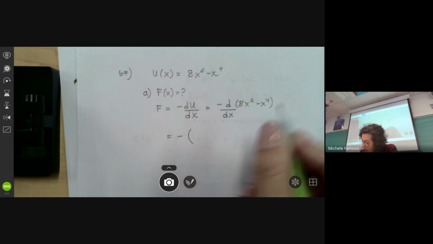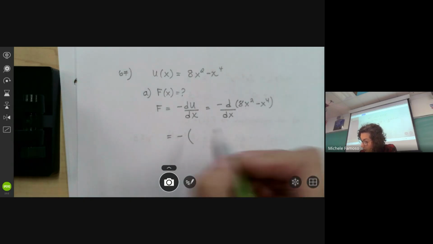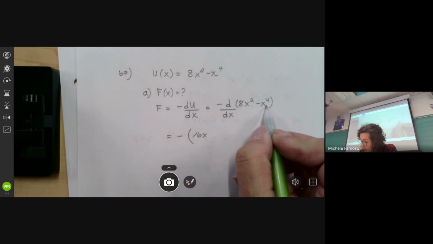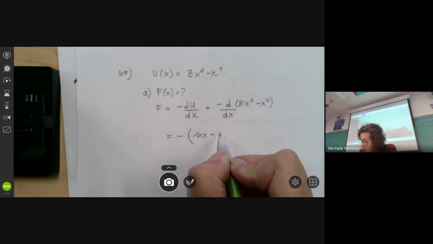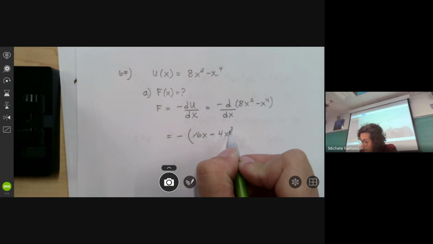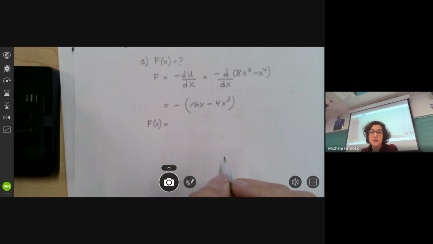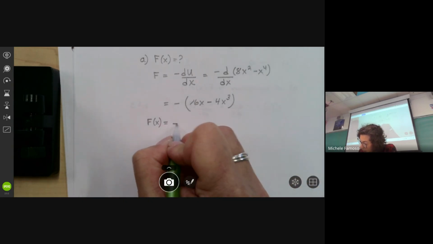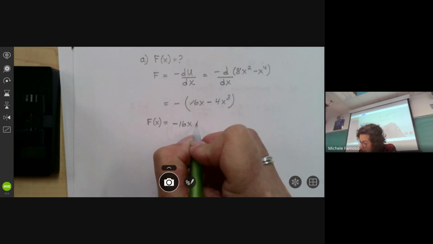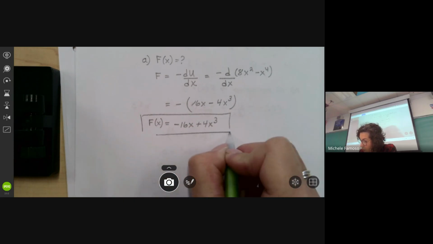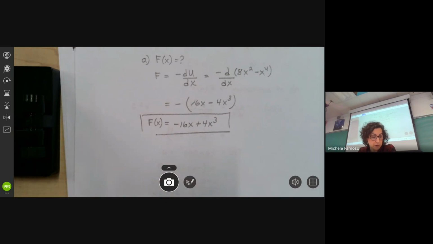So that means let's take the derivative of 8x squared. That would be 16x. The derivative of x to the 4th is 4x cubed. Now I'm going to negate that whole thing to get my force function. So this would be negative 16x plus 4x cubed for my force as a function of position.